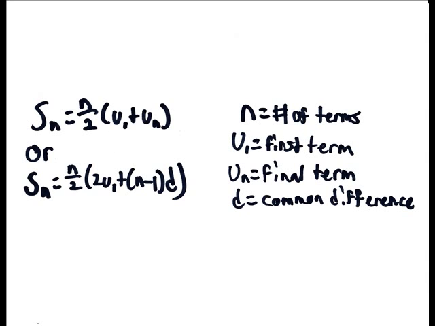Arithmetic series can be solved using one of two equations. Sn equals n over 2 times (u1 plus un), or alternatively, you can use Sn equals n over 2 times (2u1 plus (n minus 1) times d). In the series, u1 is the first term in the series, d is the common difference between each of the terms in the series, and un is the last term that you'll add in the series. n is the number of terms we are using.